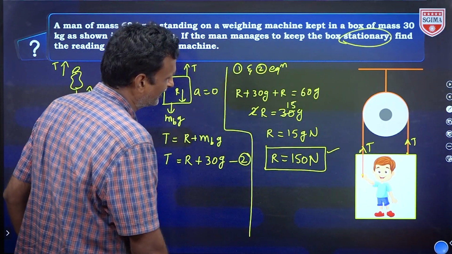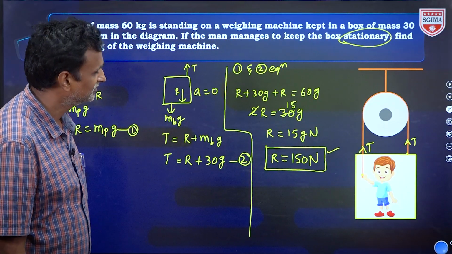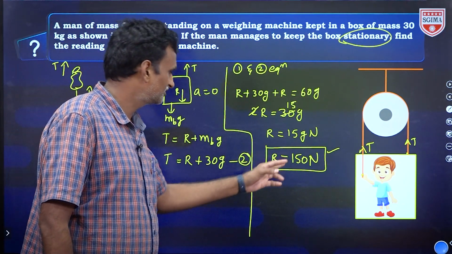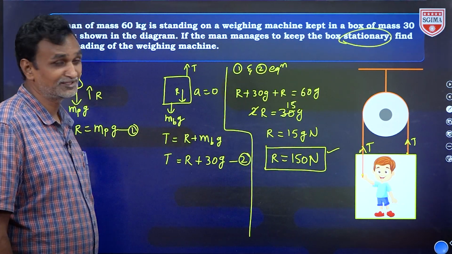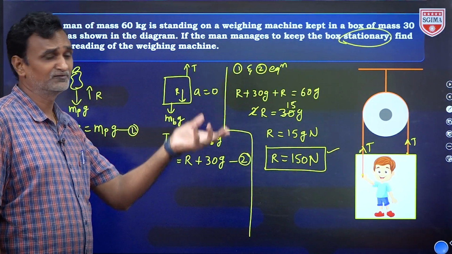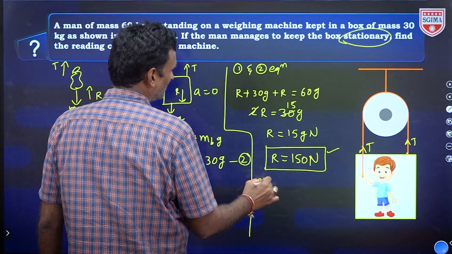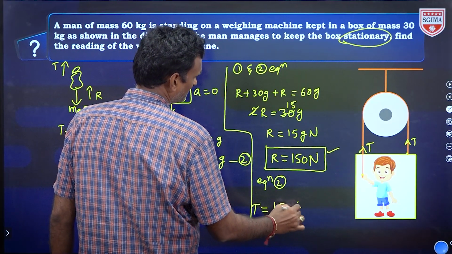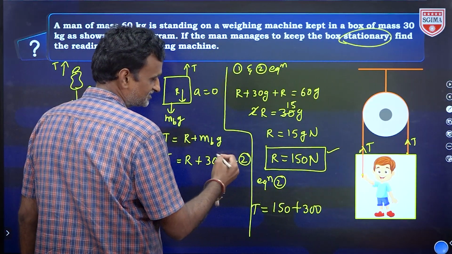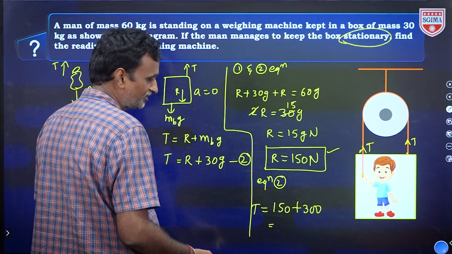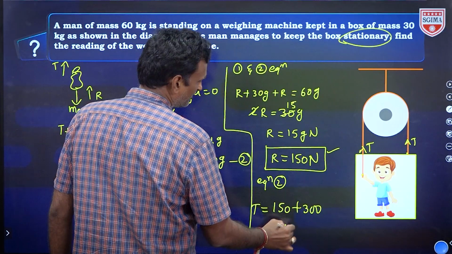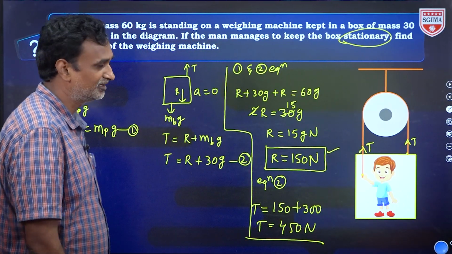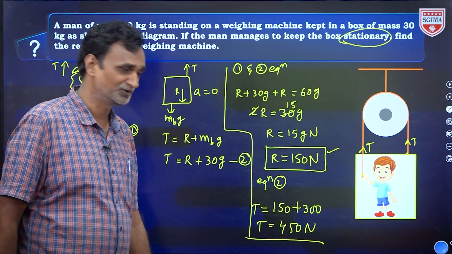This is the weight of the person. Okay, it is given by the weighing machine in this case, and you can put the value of R here. You can get the tension also. They did not ask, but you can find it. So from equation 2, T equals 150 plus 300, because 30G is 300. See, I am taking the G value as 10. So 300 plus 150, finally 450 newtons acts in the rope. Okay, the tension acting in the rope is 450 newtons.